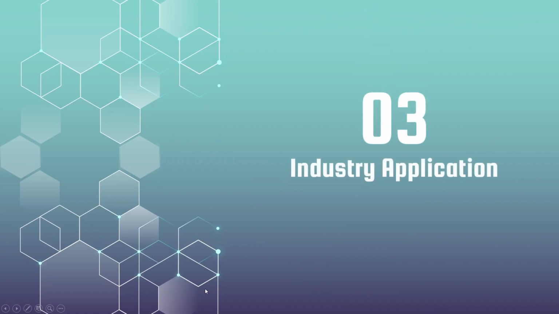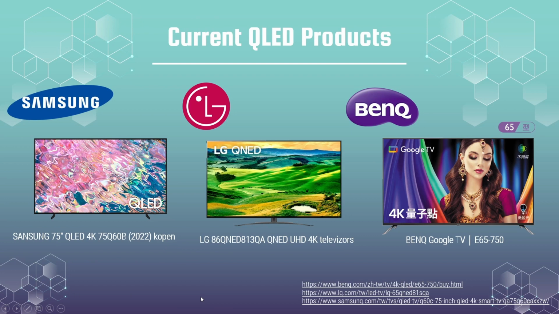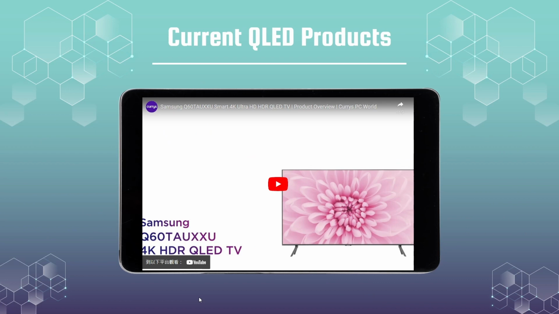And for the next part is industry application. Currently, the majority of QLED displays in production use QD film application instead of QDEL application. Major companies such as Samsung, LG, BenQ, and others have invested in developing their own QLED display. And this is a product overview posted by Samsung in 2020. By QDEF technology, it can achieve superior audio-visual effects and clear color details.